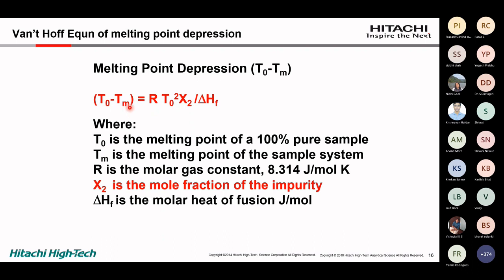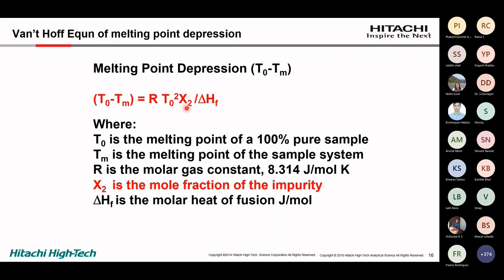Tm is the melting point measured by DSC. R is the gas constant. X2 is the mole fraction impurity which we want to determine. And delta Hf is the heat of fusion, or enthalpy, which is determined by DSC. So DSC will determine delta Hf, DSC will determine Tm, and R is the gas constant. By using this Van 't Hoff equation, one can determine the mole fraction impurity present in the compound.